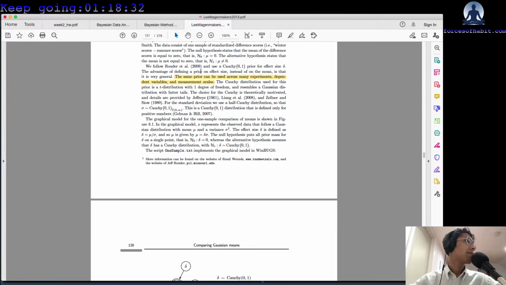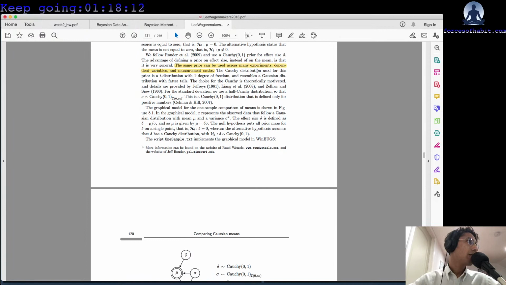A sample mean is specific to the sample. An effect size is supposed to be this underlying effect or magnitude of what we would observe in the population. The Cauchy distribution used for this prior is a t-distribution.